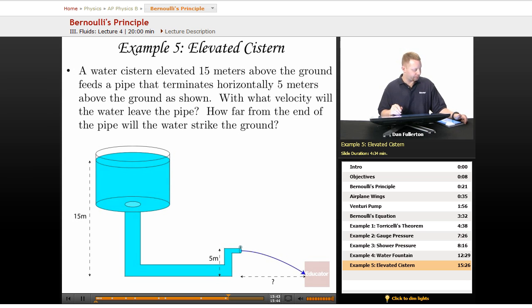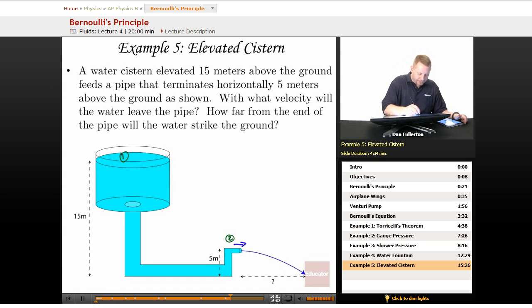water strike the ground? Well, the first thing I'm going to do is try and come up with a strategy here. I think I can use Bernoulli's principle to find the velocity of the water right here at what we'll call point 2, and then it becomes a projectile problem as to where it's going to land.